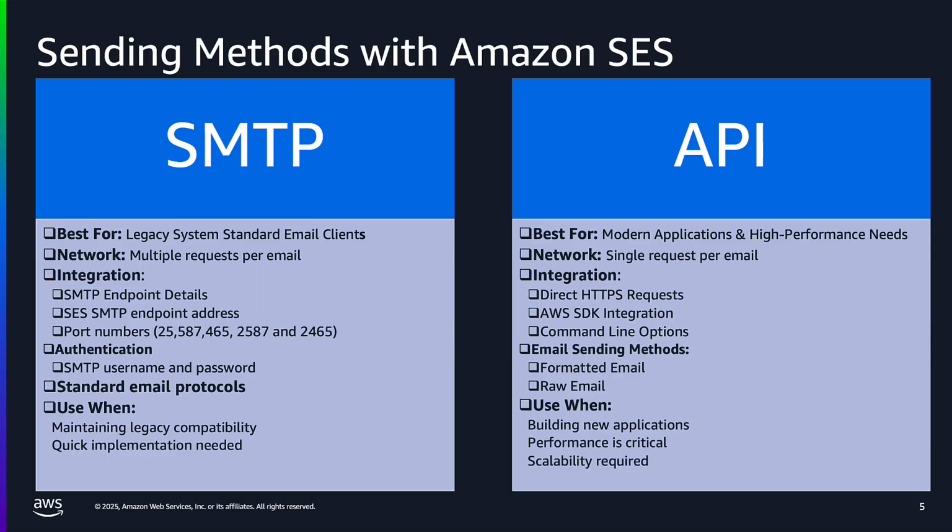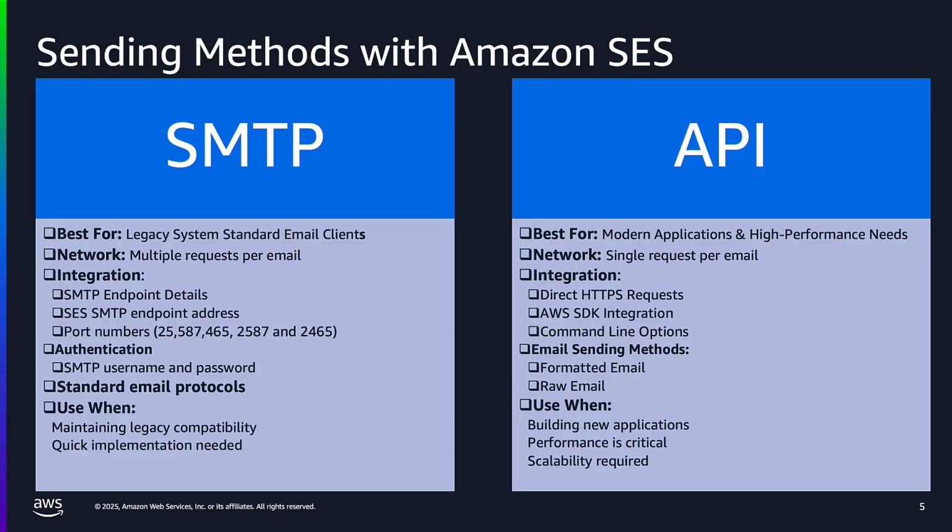When configuring your application to send through SES, you will choose between two primary methods, SMTP or API. Here's the SMTP configuration. It works like traditional email servers. You get SMTP credentials, configure your application with the Amazon SES SMTP endpoint on ports 25, 587, 465, 2587, 2465, and send emails using standard SMTP libraries. This is perfect for existing applications or email clients that already use SMTP.